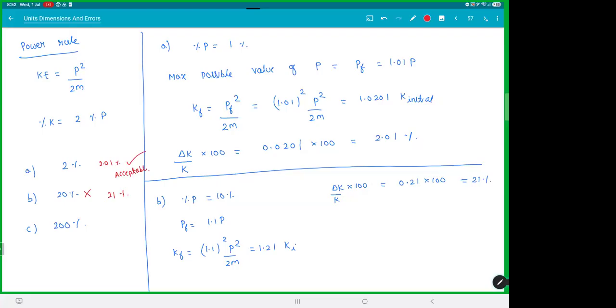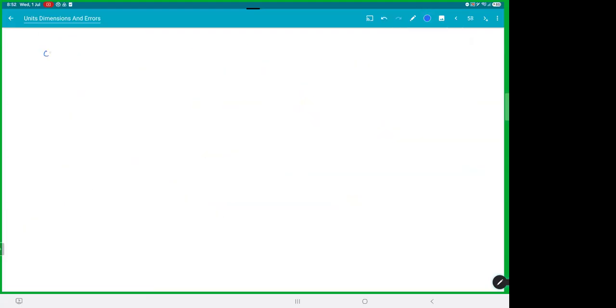So as the error becomes bigger, your power rule starts failing. It will not give a good value. And look at the third one. Third one is really messed up. You said percent error in P is 100%, meaning you have become double. So P final has become 2P. So kinetic energy final is 2P whole square by 2m. That is 4 times the initial kinetic energy.